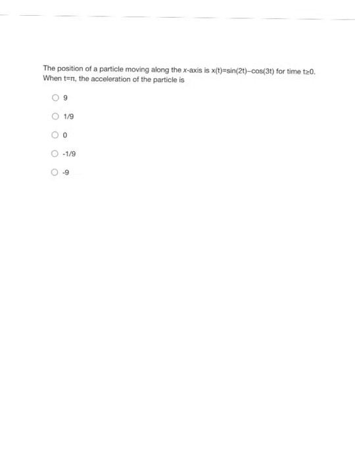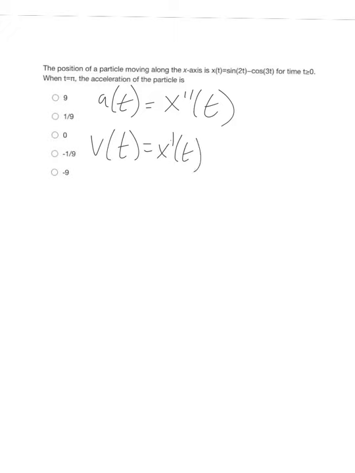Another position one here. Okay, we're given position, and we will need to know the acceleration. So then I need the second derivative, because acceleration is the second derivative of position. So first, let's find velocity, which is the first derivative of position. Now, we need to do some chain rule here, because we have the 2 and the 3 inside of these things. So let's go ahead and show the chain rule.